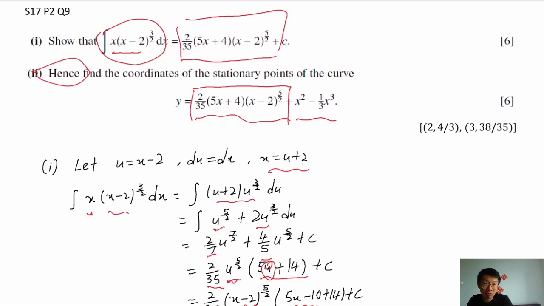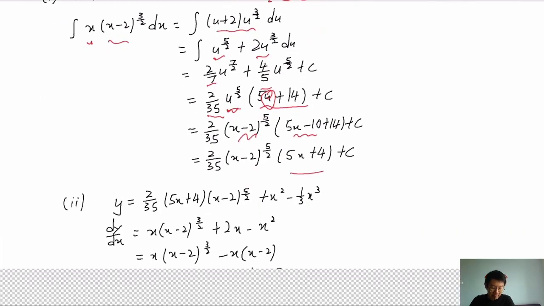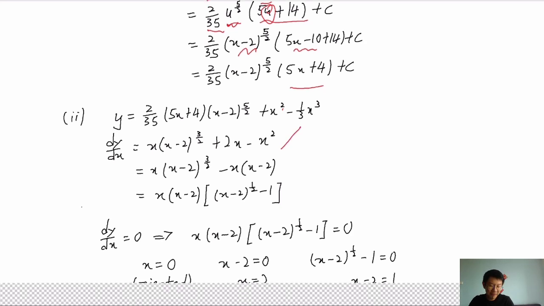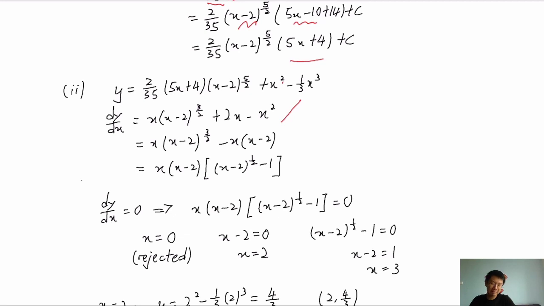So for that one, we know how to differentiate from that. By considering the result that we have earlier on, this is what we get after we differentiate. We have dy/dx is equal to x times (x minus 2) to the power of 3 over 2, plus 2x minus x squared. So that is the result that we already have.